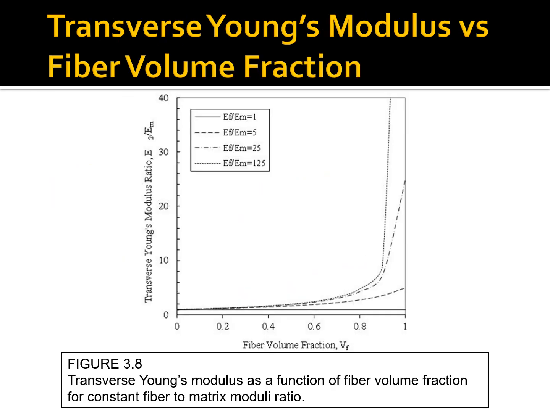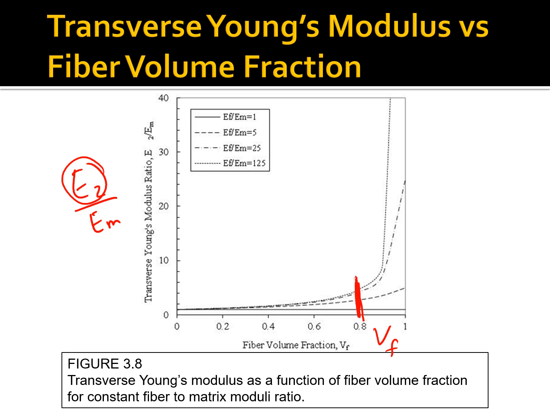In this diagram, what you are seeing is that we are plotting E2 by EM, which is normalizing E2 by EM, as a function of fiber volume fraction. And you can see that the amount of fiber you put in does not affect the value of the transverse Young's modulus too much till you get to very high fiber volume fractions. And many of these fiber volume fractions greater than 0.8 are quite impossible to get because of the packing.